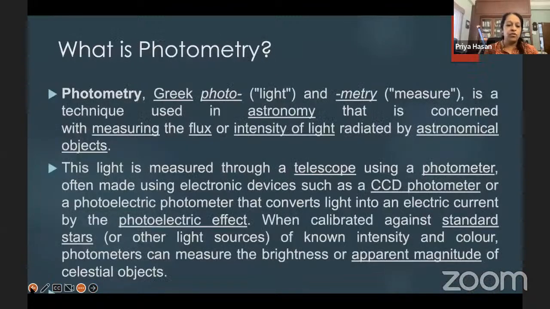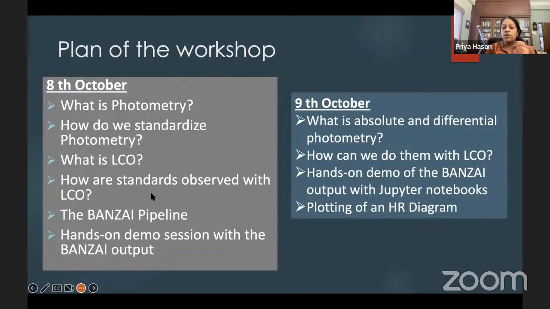So like I told you, the plan of the workshop is that today we talk a bit about photometry, what standardizing photometry is, what CCDs are, what the LCO is, and what the Banzai pipeline is, which we have for LCO data. Then if time permits, we'll do a hands-on demo session with the Banzai output. If it doesn't permit today, we'll do that tomorrow.